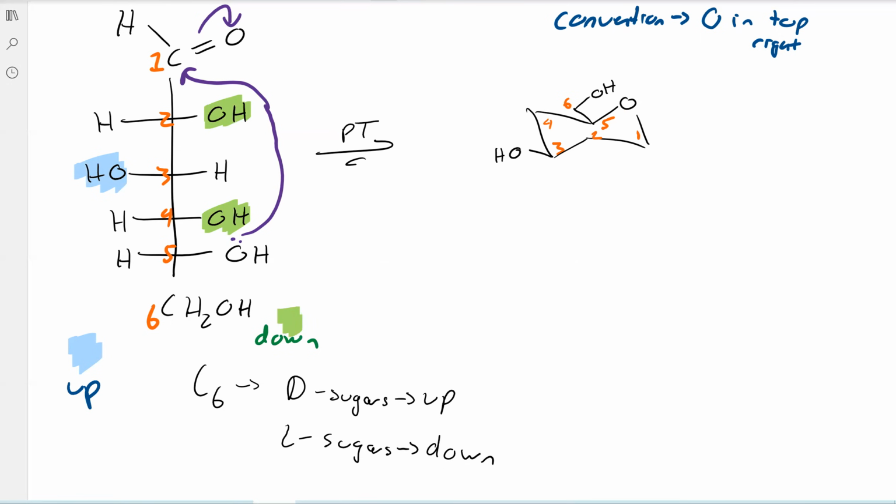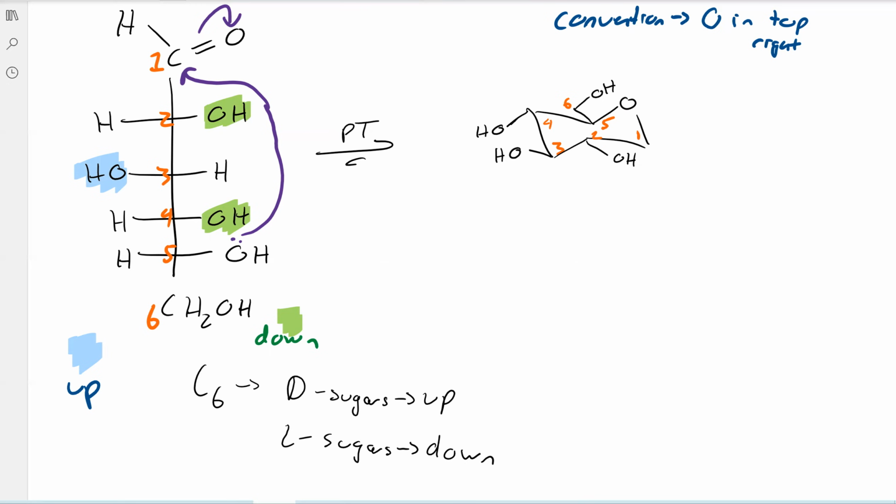So carbon 2 and 4 are in the down position. If we look at 2, down would be pointing this way, which is the equatorial position as well. And then carbon number 4 is also pointing down, which is, again, the equatorial position. So very, very cool there.